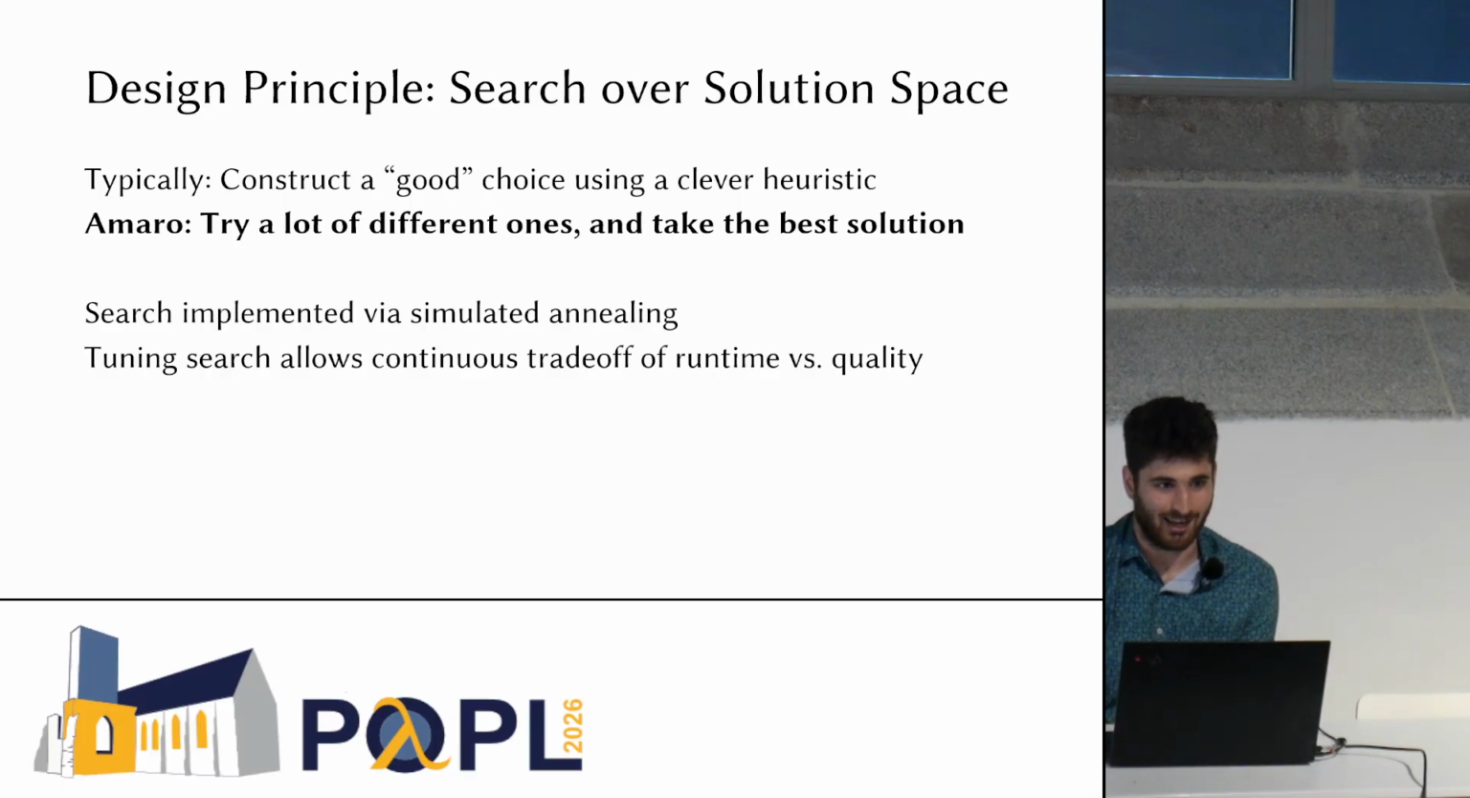And our design at a high level is based on searching over the space of possibilities. What you might see in a typical compiler that's handcrafted for a particular mapping and routing problem is to construct some good choice at each of these branch points using some clever heuristic that's based on intuition about the problem. Instead, we take the strategy of just trying a lot of different choices and taking the best solution that we find. And we implement this discrete search over the space of solutions with simulated annealing. The nice thing about simulated annealing that makes it well suited to this particular use case is that it's generic. We can use it for all of our different mapping and routing problems. And it allows us a sort of continuous trade-off between the runtime of our compiler and the quality of the solution that we get in the end.